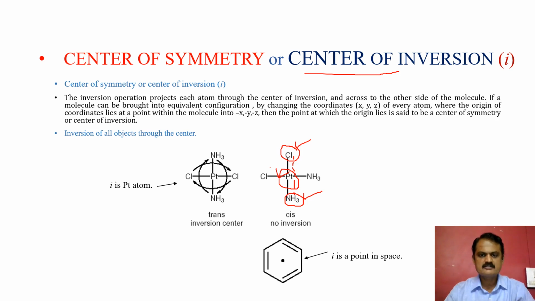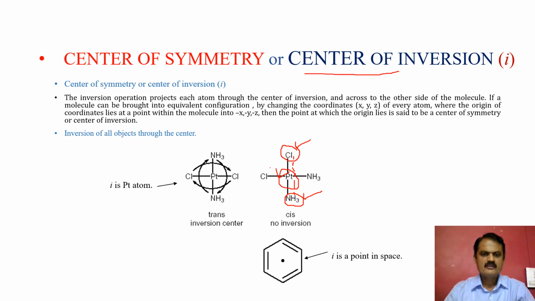But here, for the cis isomer, platinum is the center. On one side lies a Cl atom, while in the opposite direction there is ammonia. Therefore these are not equal atoms. Therefore we can say that for this cis isomer there is no inversion center present.